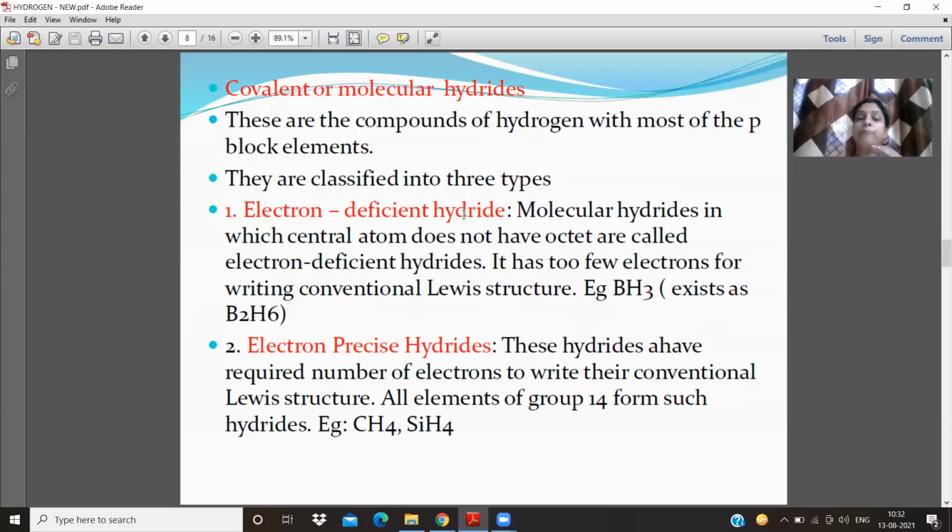That means boron, that is BH3, boron hydride, has a lesser number of electrons at the central atom, and that is the reason it exists as diborane, whose formula is B2H6. Such a hydride, which is formed when the central atom has fewer electrons than required, is known as an electron deficient hydride.